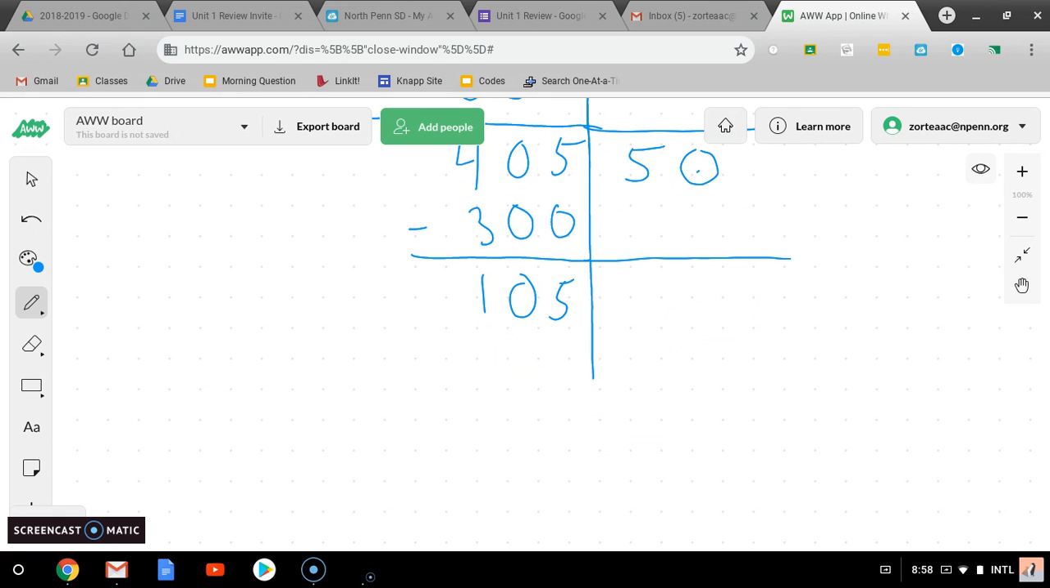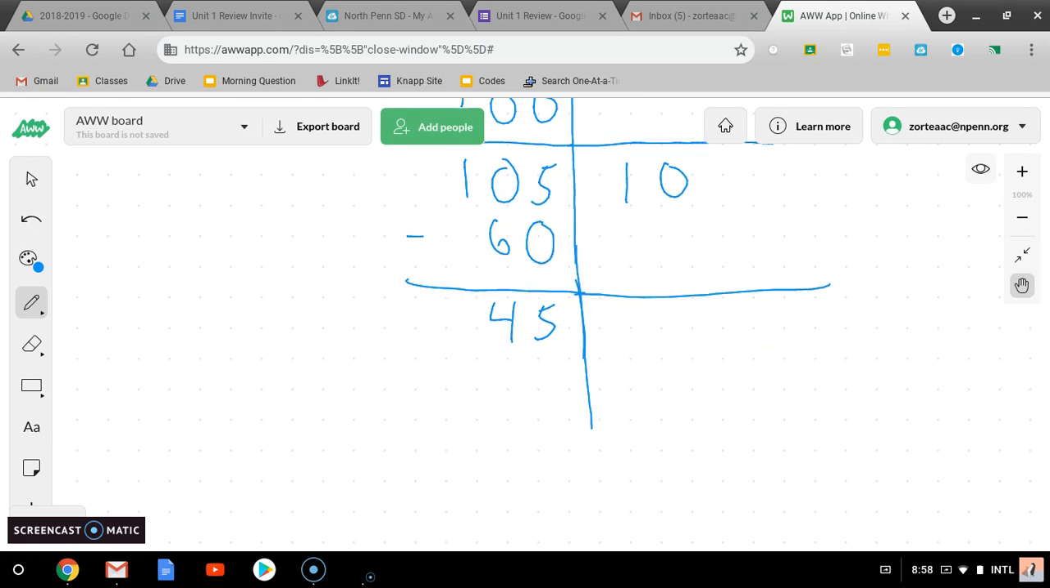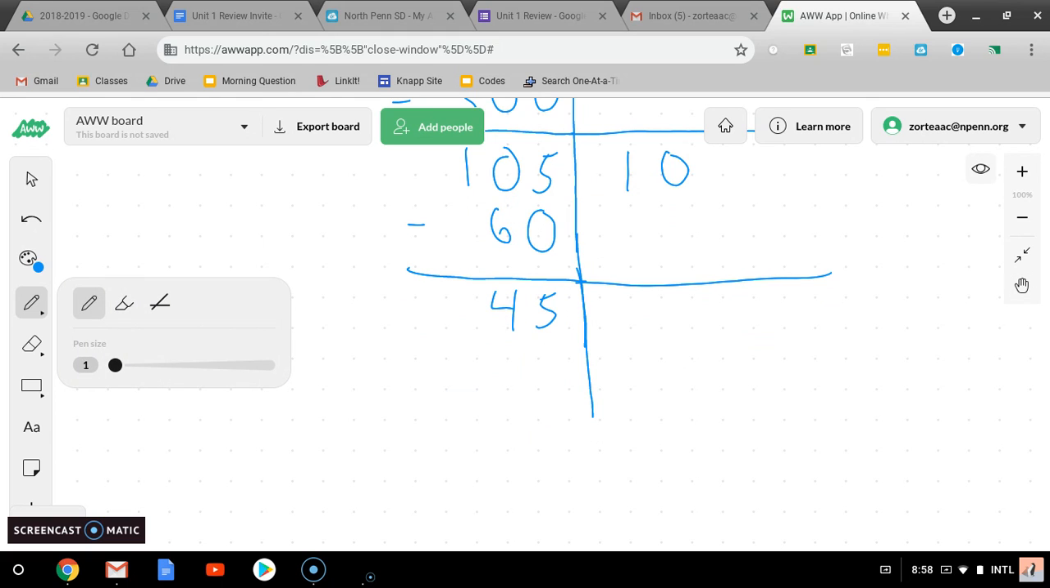All right, let's see, let's try 10 groups. 10 groups of 6 is 60. And I'm left with 45. All right, I'm definitely getting there. But I can still take out groups of 6. Let's see, now let's try 7. Let's try 7 groups. 7 times 6 is 42. And I have 3 left over.